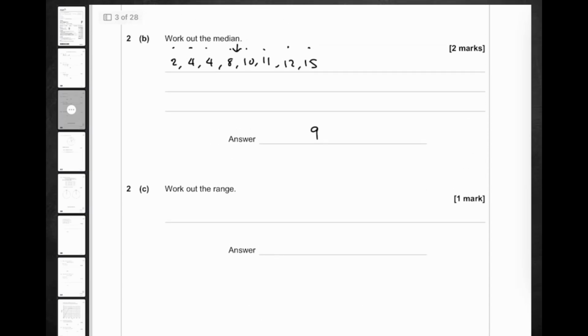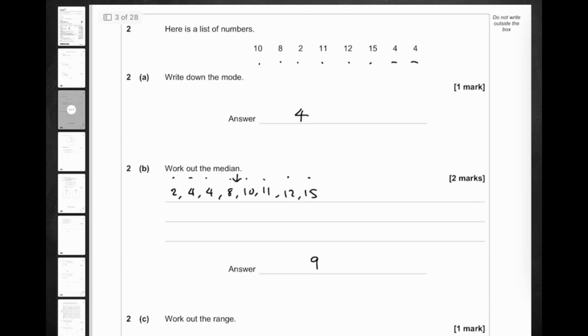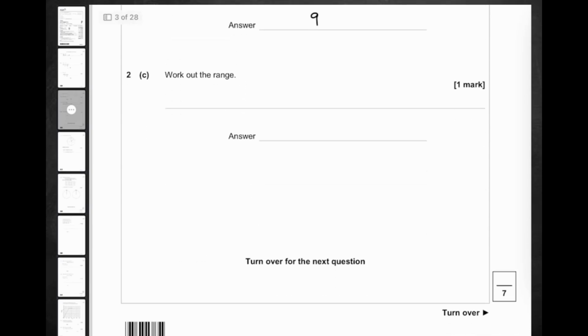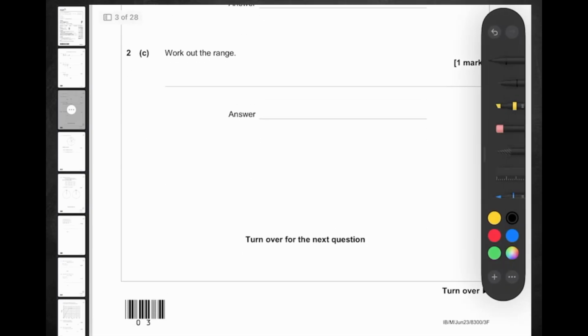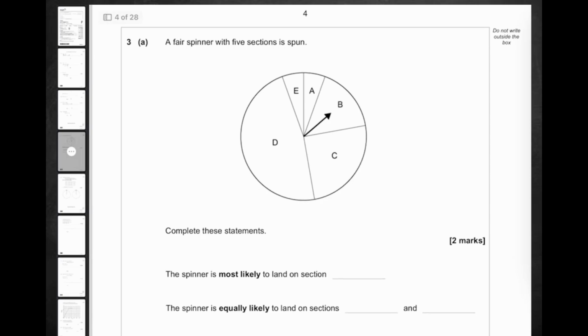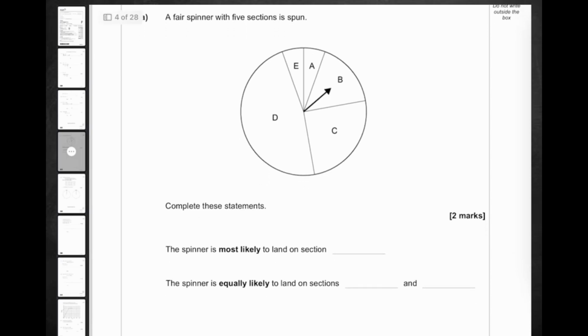And part C, work out the range. That will just be the biggest number subtract the smallest number, which is simply going to be 15 subtract 2. 15 minus 2 is just 13.